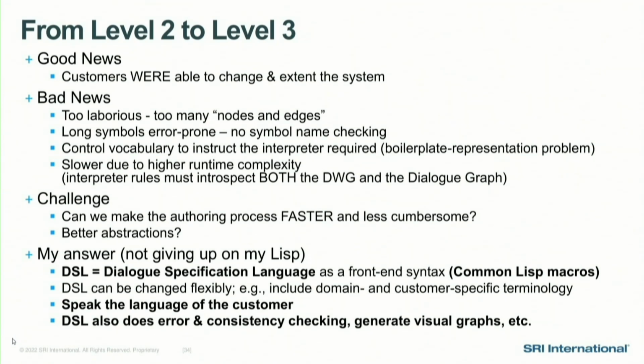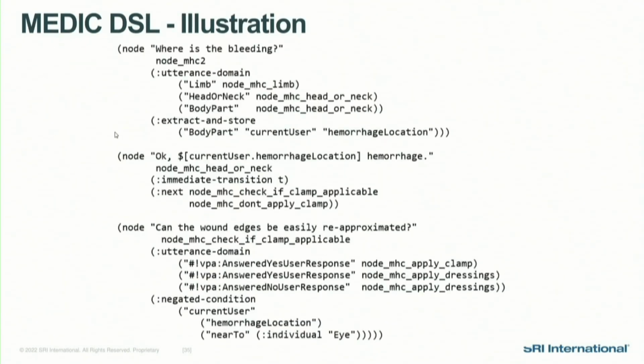The challenge then was, how can we make that more convenient and have better abstractions? This led to the creation of our final level 3, the dialog specification language DSL. DSL can be changed flexibly and also does error checking to prevent dangling links, etc. Moreover, visual representations are now generated automatically, and this facilitates communication about these models as well as participation. And this is what DSL looks like, using an excerpt from our MEDIC VPA system.